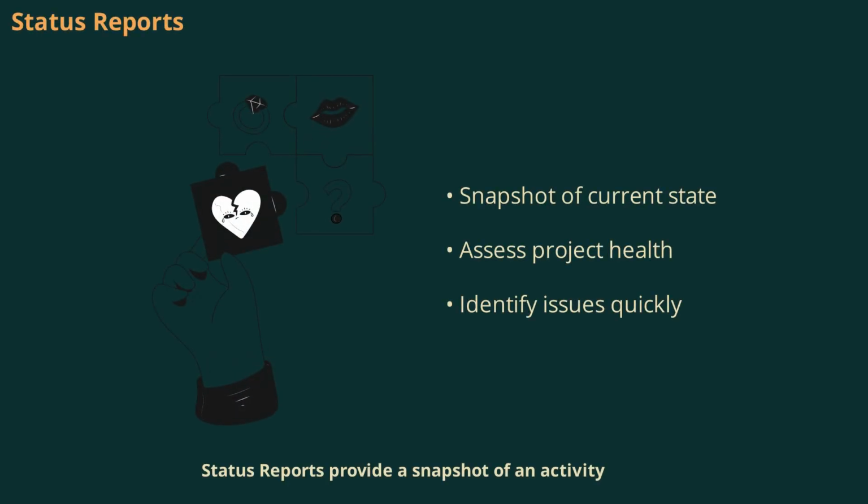Status reports provide a snapshot of an activity or project at a specific point in time. They capture the current state of scope, time, cost, and quality, making them especially useful in project management. Status reports help managers quickly assess whether a project is on track and identify any issues that need immediate attention.